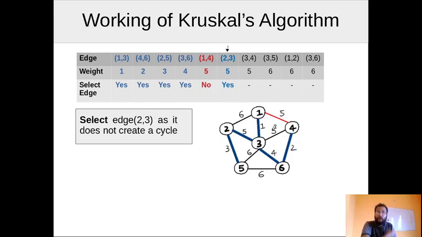Next, 2 3. If it is not selected, I am marking it in red color. Do I select 2 3? If I select 2 3, yes, it does not create any cycle. So, I select 2 3.